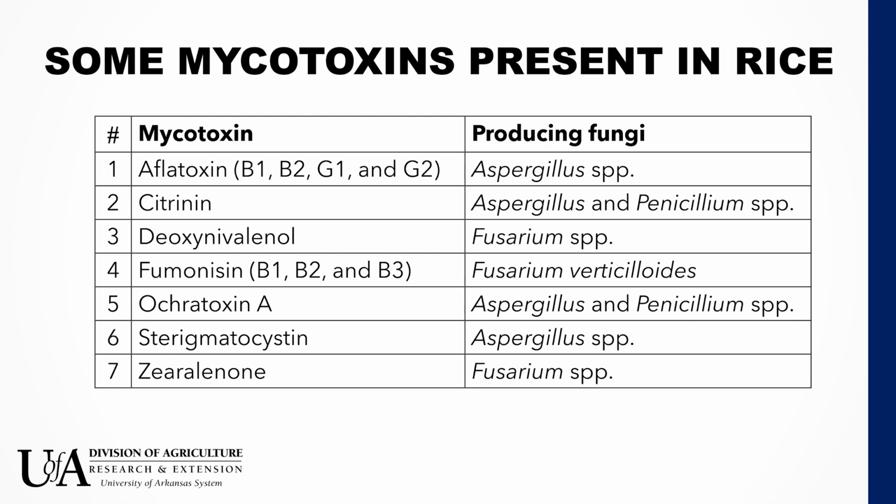There are various other mycotoxins that are also produced by different fungi. We have citrinin that is produced by Aspergillus, as well as the Penicillium species. We have deoxynivalenol that is produced by Fusarium. And then we have others, including zearalenone, that is also produced by Fusarium. So there are various mycotoxins that are produced by various microorganisms. Now, there are various safety measures that we can take into account whenever we want to get rid of mycotoxins.